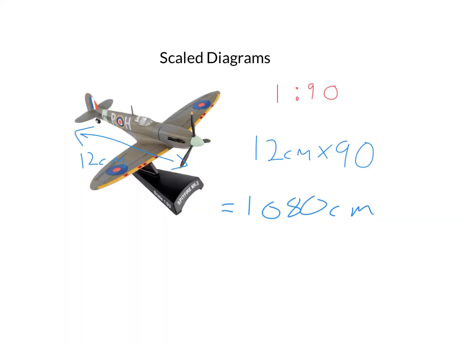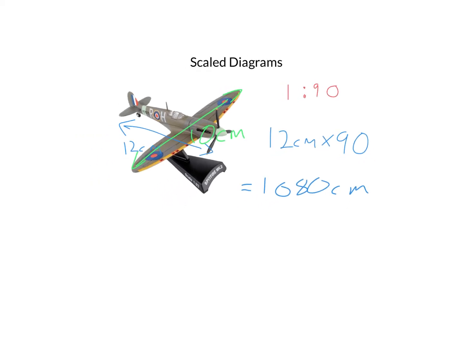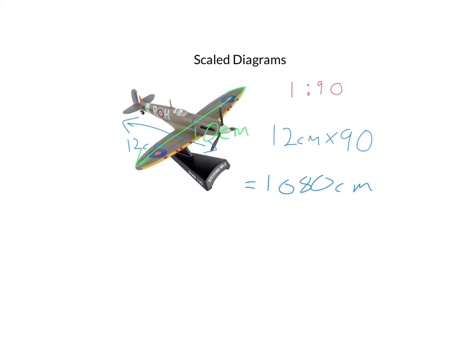Let's do the wingspan in green. So if the wingspan is across here and that measures 10 centimeters, then it's going to be the same thing. The actual length of the wingspan will be 90 times as big. So it's going to be 10 centimeters times 90. So that's going to be 900 centimeters wide. That'll be the width of the actual plane's wingspan.